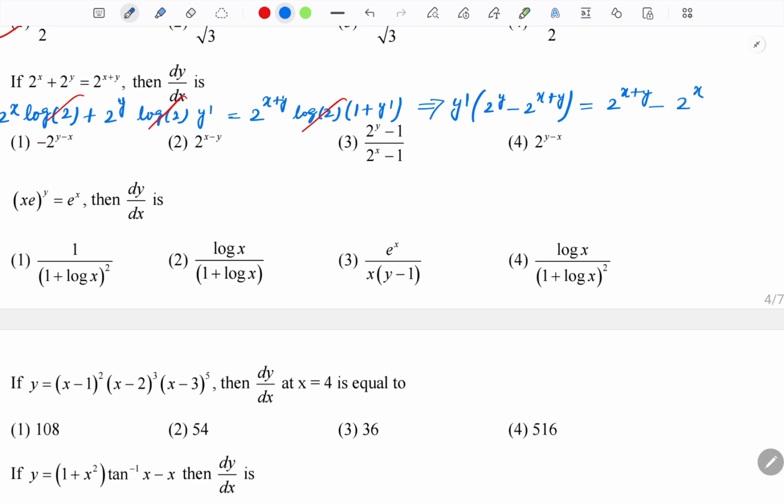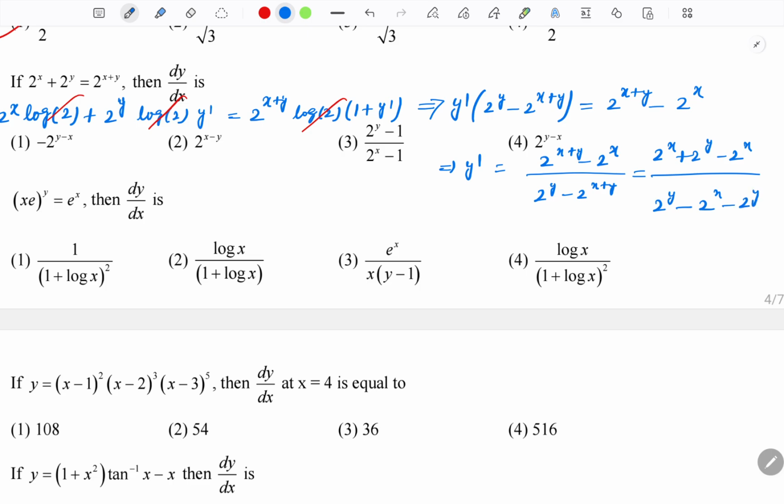I want to find y dash, right? Move the remaining terms to that side: y dash equals 2 power x plus y minus 2 power x, divided by 2 power y minus 2 power x plus y. Observe, students, what is 2 power x plus y? It is 2 power x times 2 power y. Substitute that value: 2 power x times 2 power y minus 2 power x, and in the denominator 2 power y minus, and minus into plus gives minus.